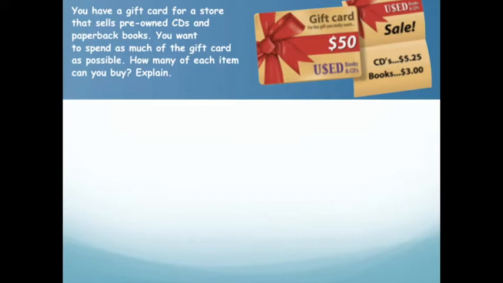You have a gift card for a store that sells pre-owned CDs at $5.25 each, as we see over there on the right, and paperback books at $3 each. You want to spend as much of your gift card as possible. Our gift card is $50, as shown in the picture. How many of each item can we buy? Well, we know that we can buy CDs and books. So let's let x represent the number of CDs we can buy, and y represent the number of books. Step one, I had to say, what is the question that I'm being asked, and how do I respond to that? So I need to know how many CDs and how many books. So those will be my variables.